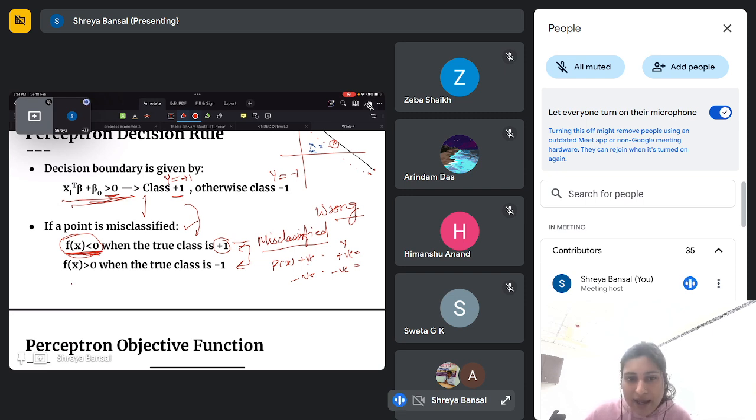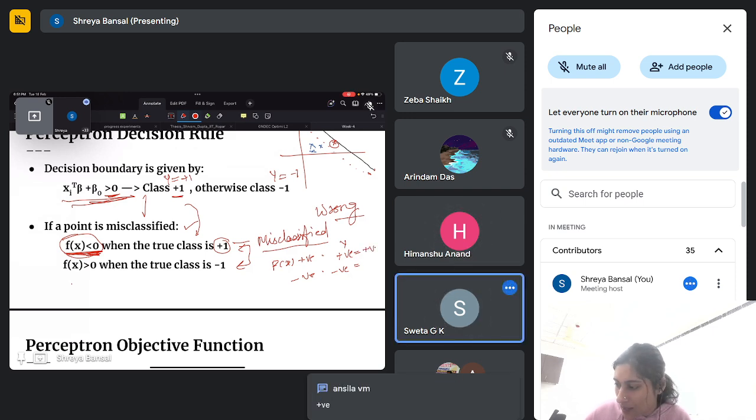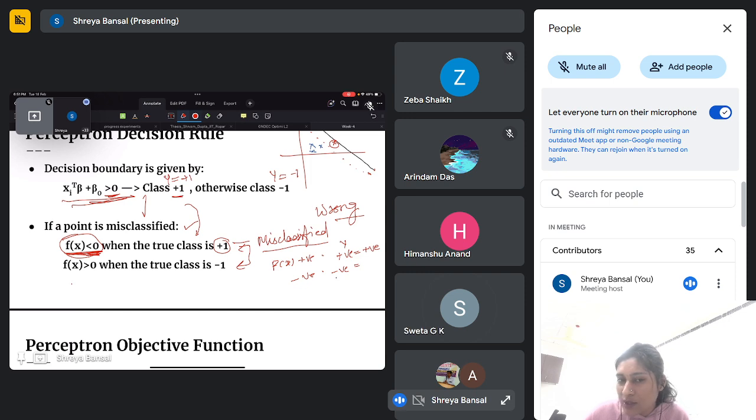The function value is positive and your actual class is also positive. So by multiplying these two things, what will I get, a positive value or negative? Positive. And if the function value is negative, the actual class is also negative. This is still a true case. If I multiply these two things, I will get positive. So it means if your points are correctly classified, then the product of the predicted value and the true value is always positive. Can we deduce it?